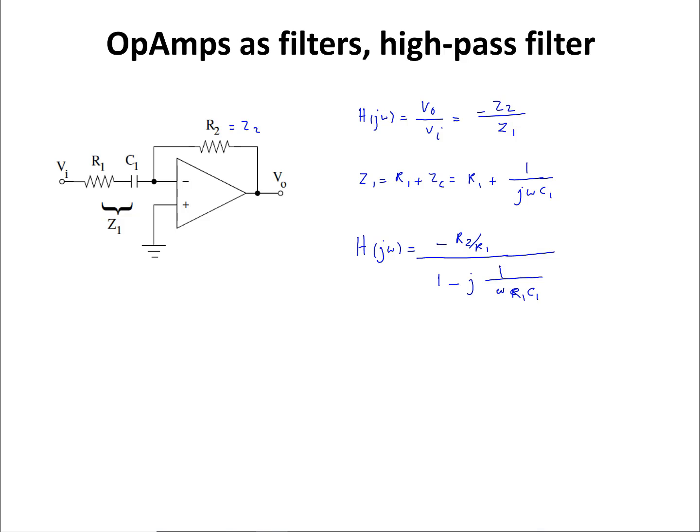This circuit is going to operate as a high-pass filter. For omega equal to 0, the magnitude of H of j omega goes to 0, and for when omega goes to infinity, the magnitude of H of j omega is going to get close to R2 over R1. So if I plot the magnitude of H of j omega as a function of omega, it's going to look something like this, and it's going to reach the value of R2 over R1 for large frequency values.